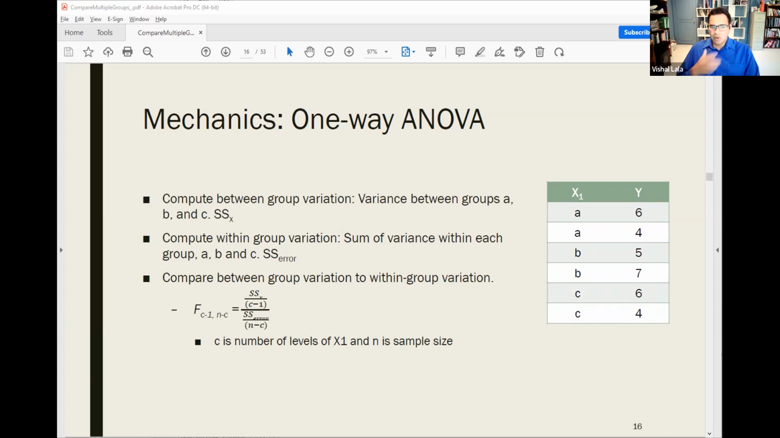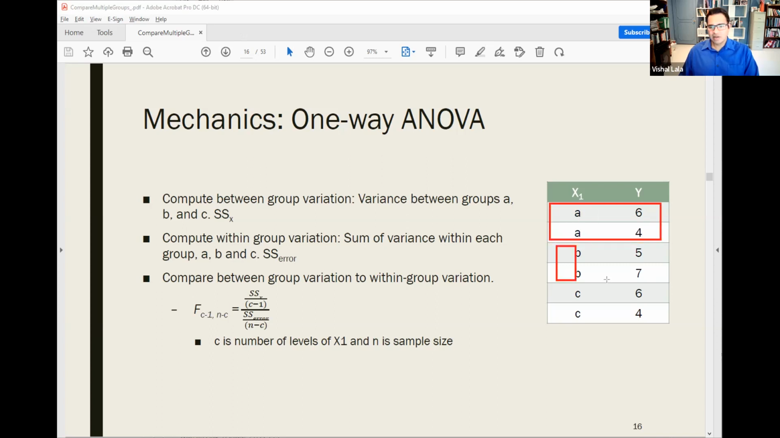To do this, what we're going to do is examine the variation within group and the variation between group. And if we notice that the variation between the groups is much more than variation within the groups, we'd be satisfied to conclude that the groups are significantly different. So let me go back and draw these boxes out one more time.